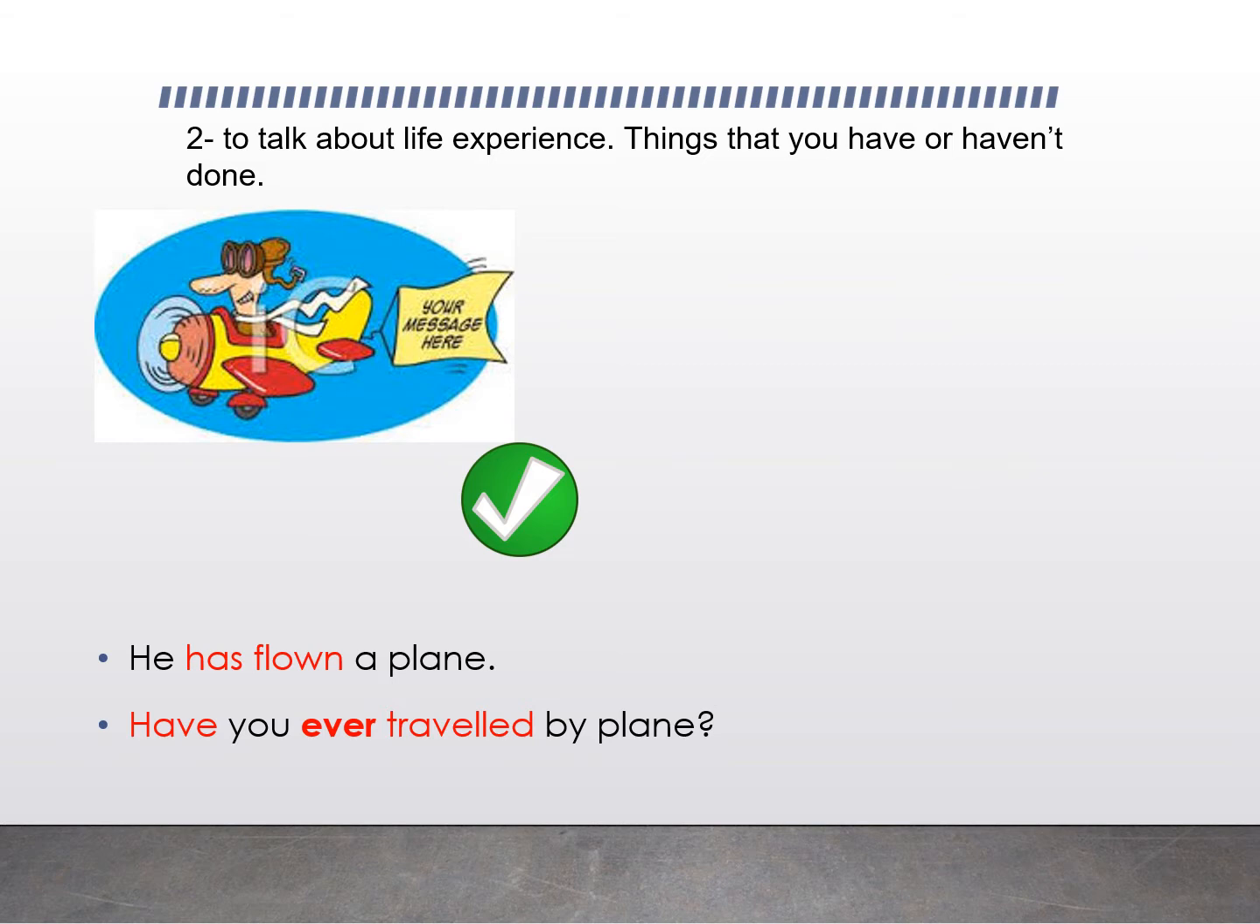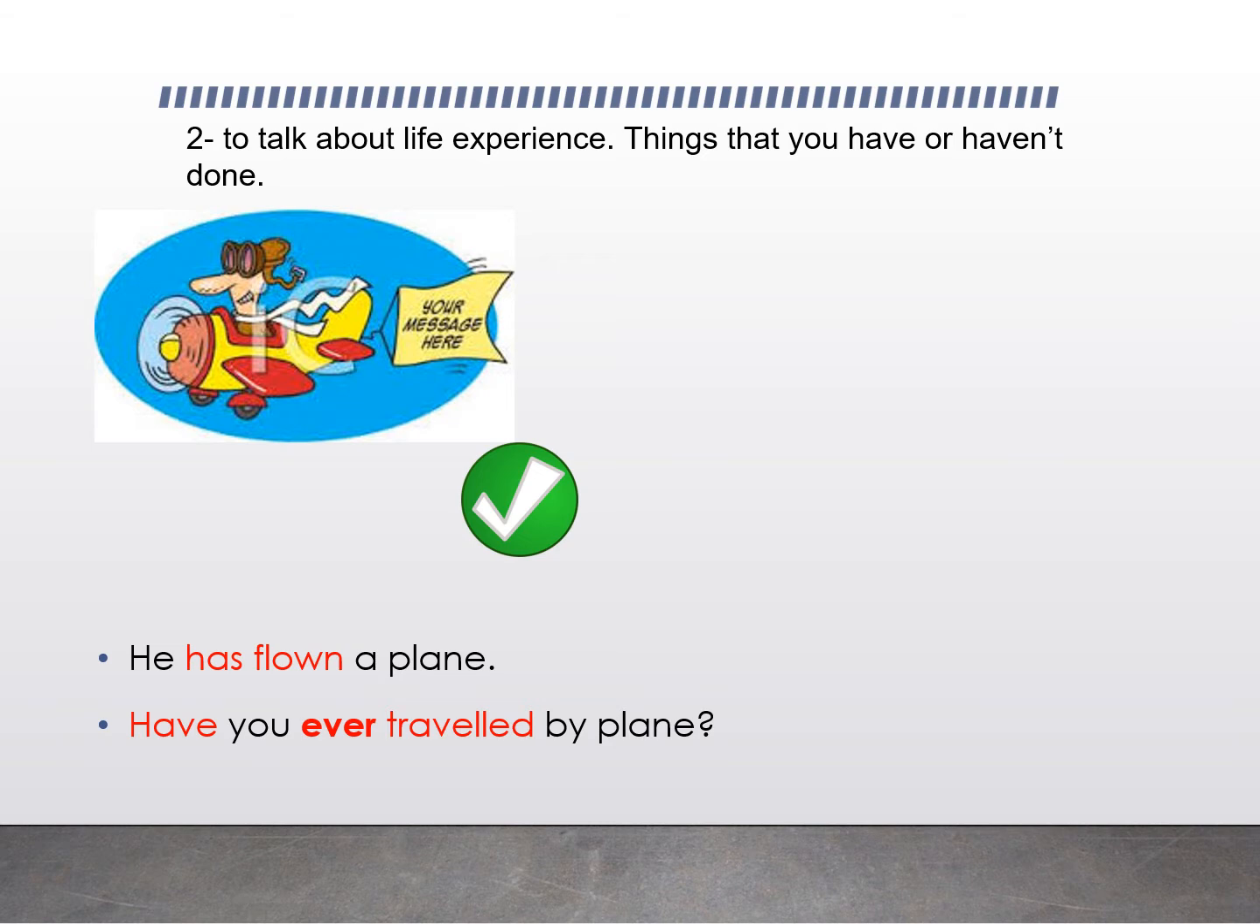Now let's move to the second use for the present perfect: to talk about life experience, things that you have or haven't done in your life. If you take a look at the picture, we can say that the boy has flown a plane. So what do I mean by this? I mean that during his life, he had the experience of flying a plane. So we are talking about life experience that happened during his lifetime. So we are going to say he has flown a plane. He is singular. That's why we used has. Flown is verb 3 of fly.